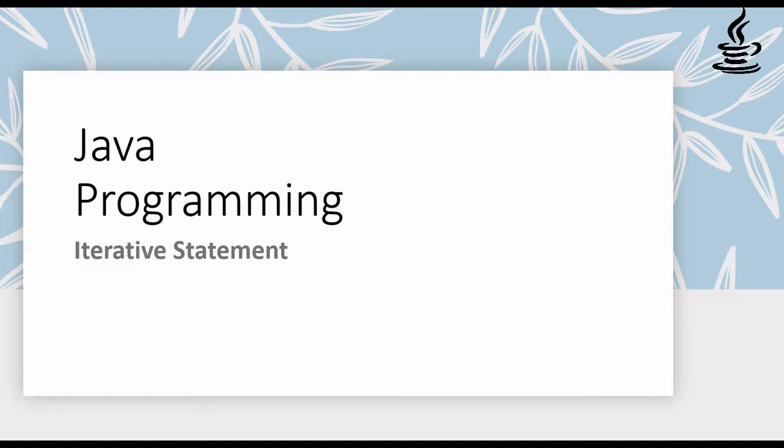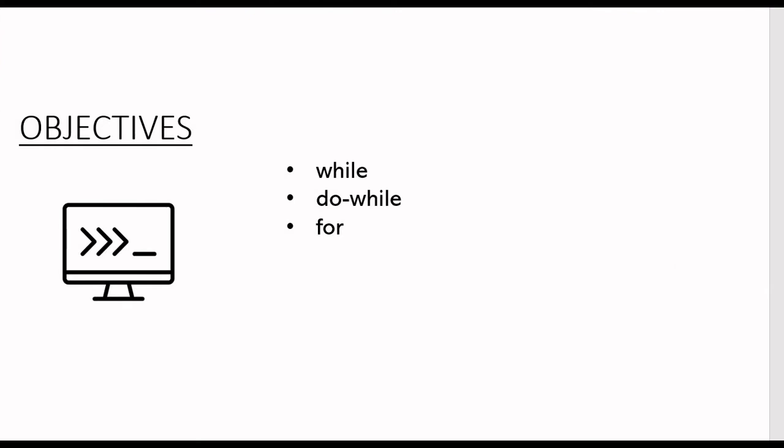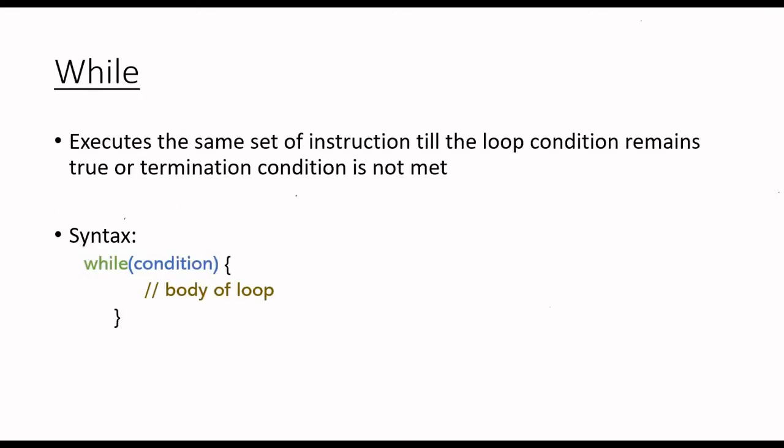So let's look at the objectives of our session. We will start by understanding what we mean by while loop. Afterward we will see how we perform the do while operation in Java, and in the end we will see the for loop.